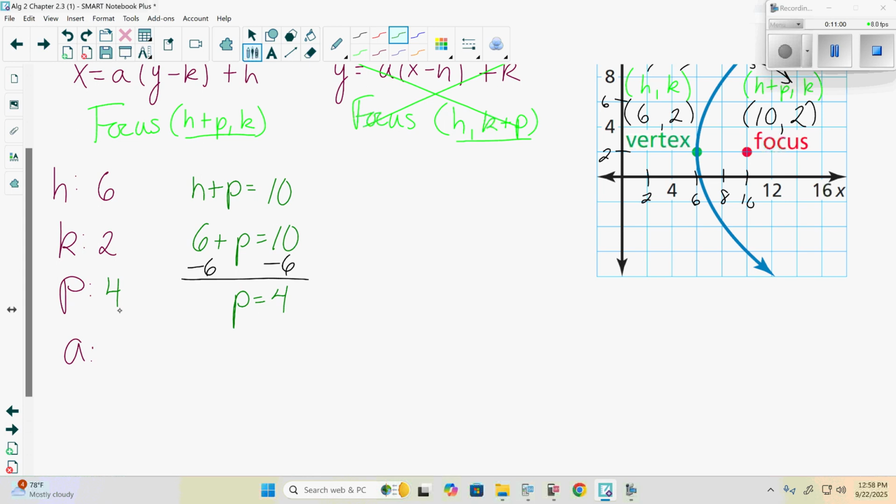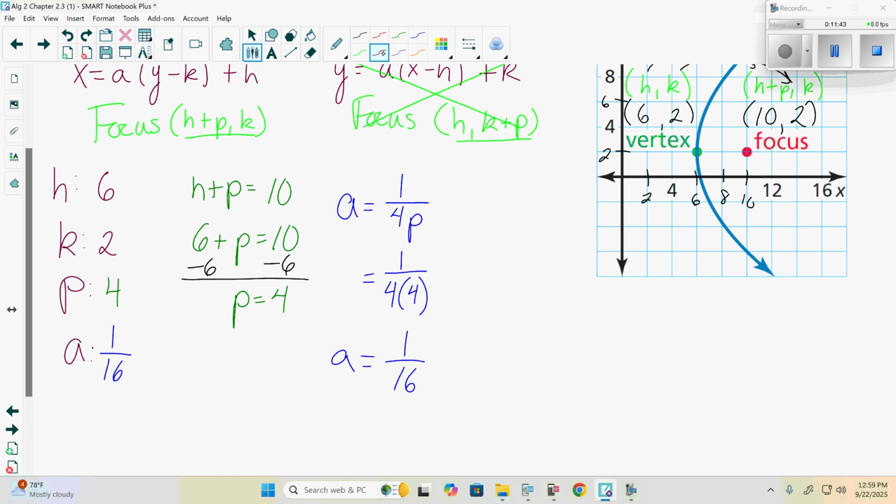What am I missing? I'm just missing the value of a, yes? But a is equal to what? 1 over 4p. So to find a, I take its equation, a equals 1 over 4p, and I'm going to plug the value of p in for p, so 4 in for p. 4 times 4 is 16, so a is 1/16.